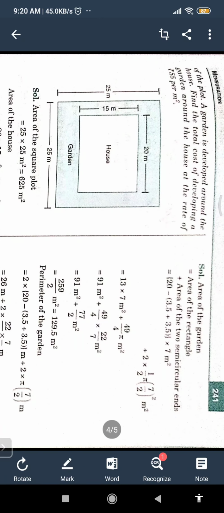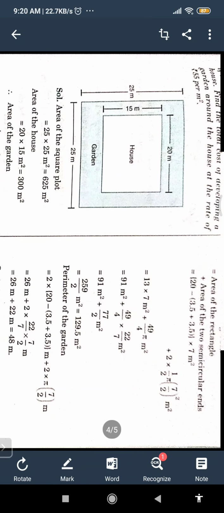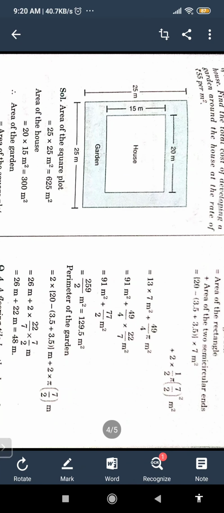Of the plot. A garden is developed around the house. Find the total cost of developing a garden around the house at the rate of rupees 55 per meter square. Okay, now see the figure. This is a plot, and she wants to build a house in the middle.